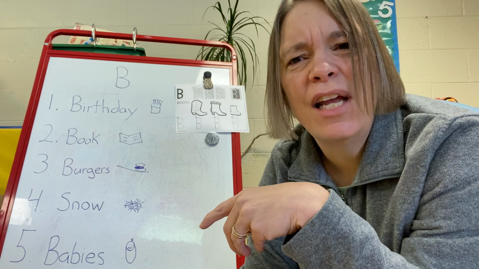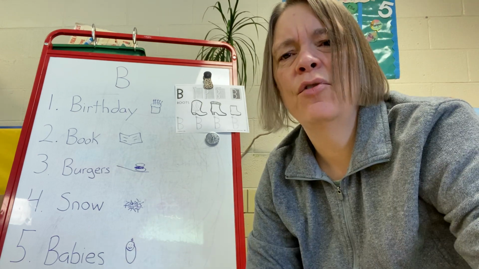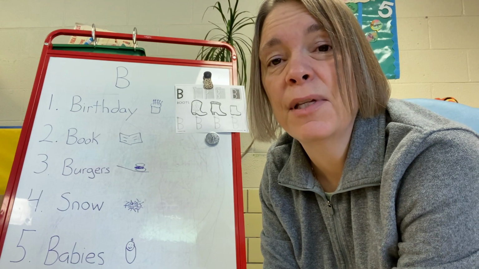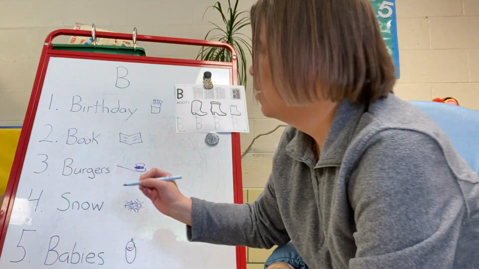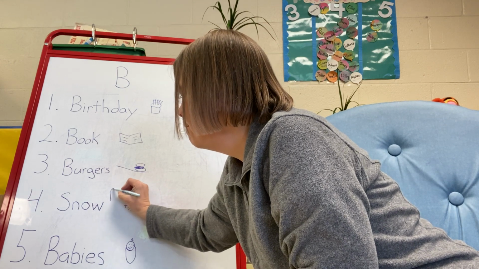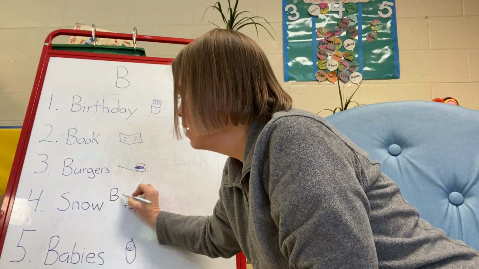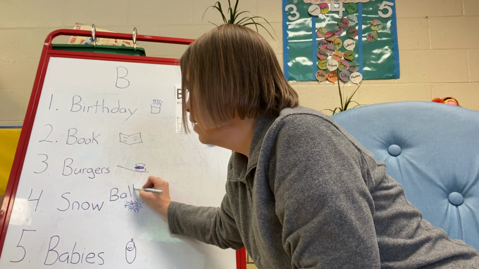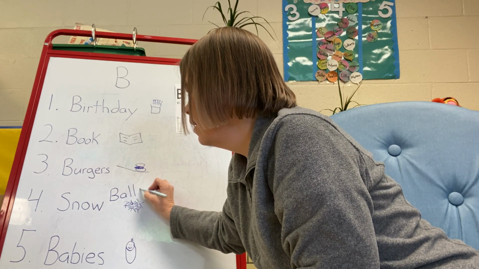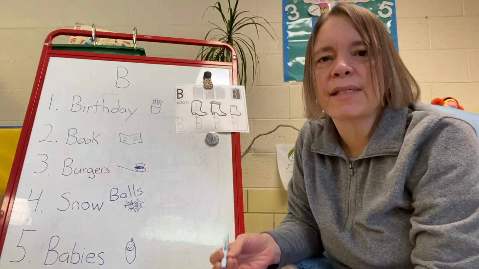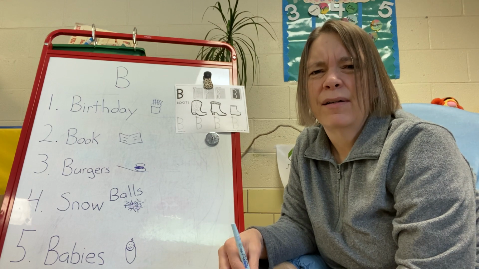I think I can change something to have a B, because there's something you can make with snow that starts with a B. Let's see, snow. I'll put it right here. B A L L S. Snowballs. Would that be better?